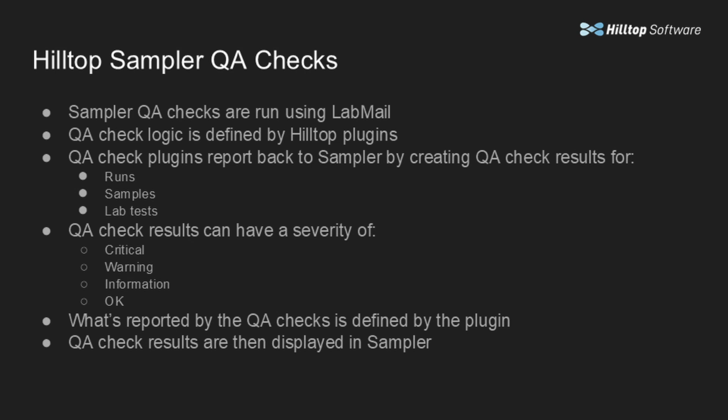Today we're covering off the features in the new QA Checks release for Sampler. What QA Checks in Sampler allow you to do is run custom rules over your data. This is run as part of LabMail, so when your lab results come in you can run quality assurance checks across that data and report back into Sampler. You don't have to run checks just across your lab test results, you can also run checks across your run and sample data, but it is run when LabMail is run.